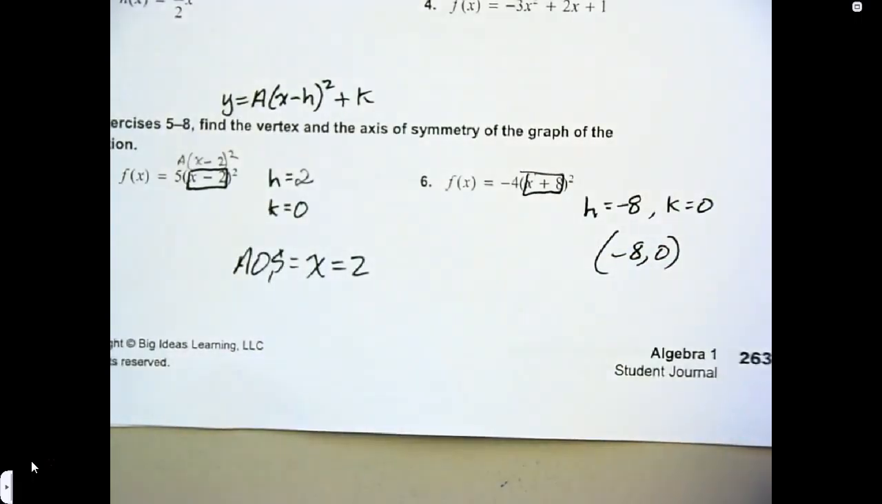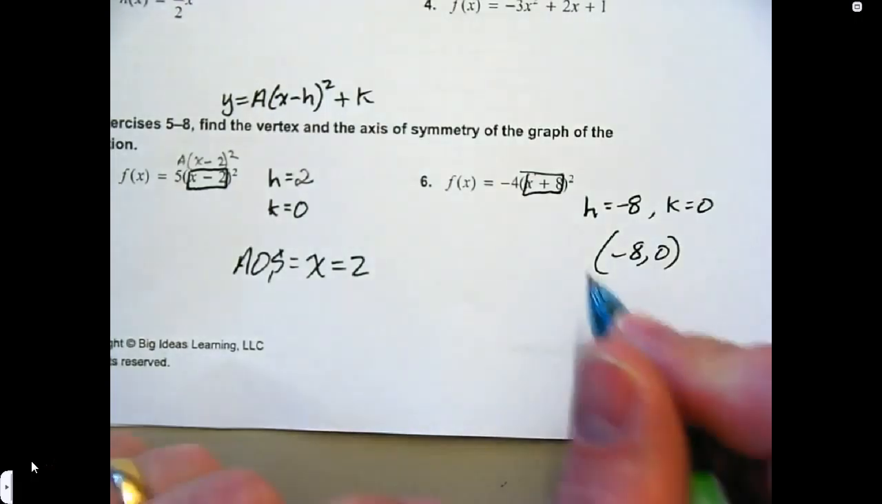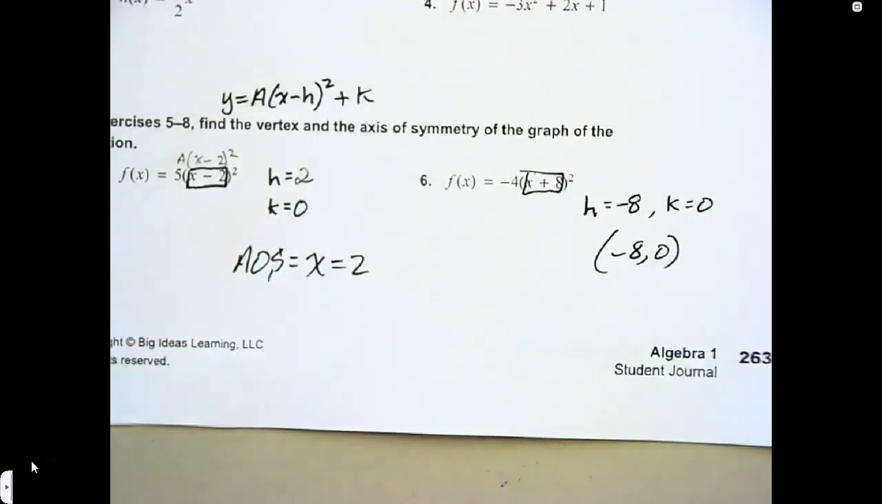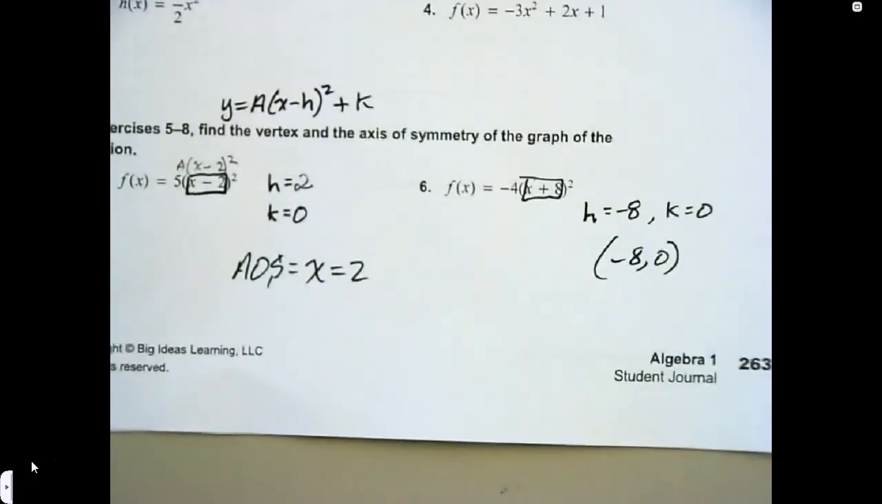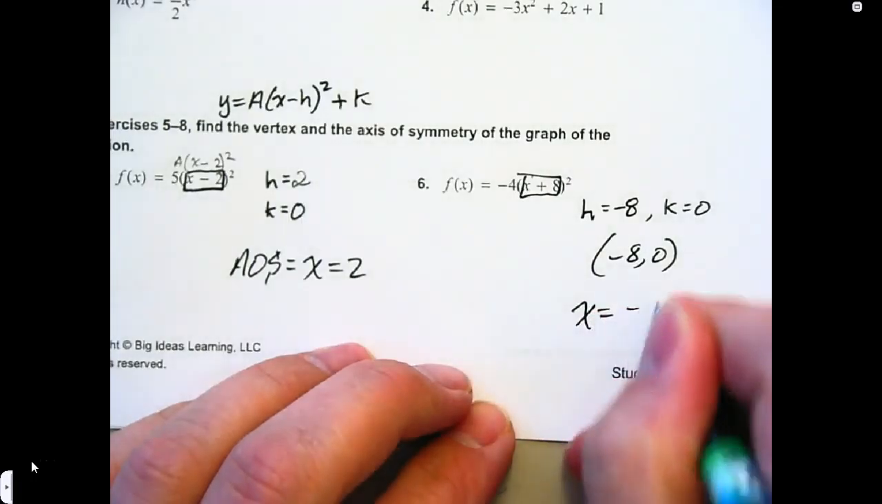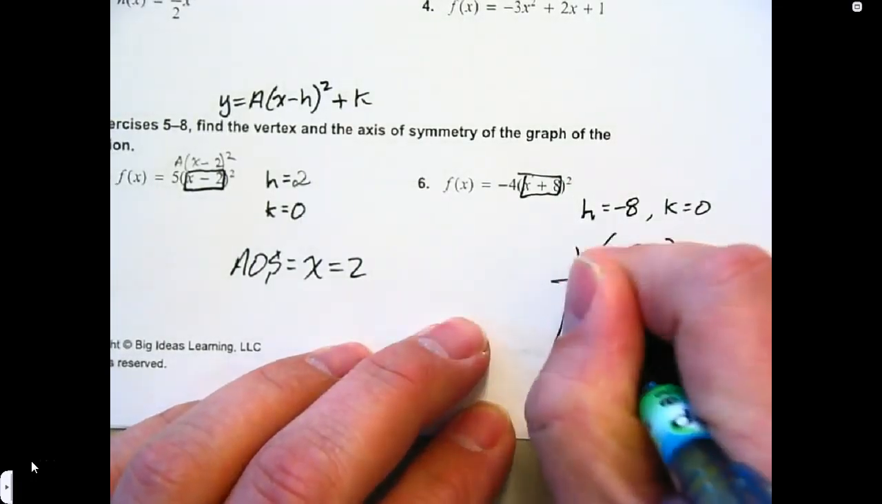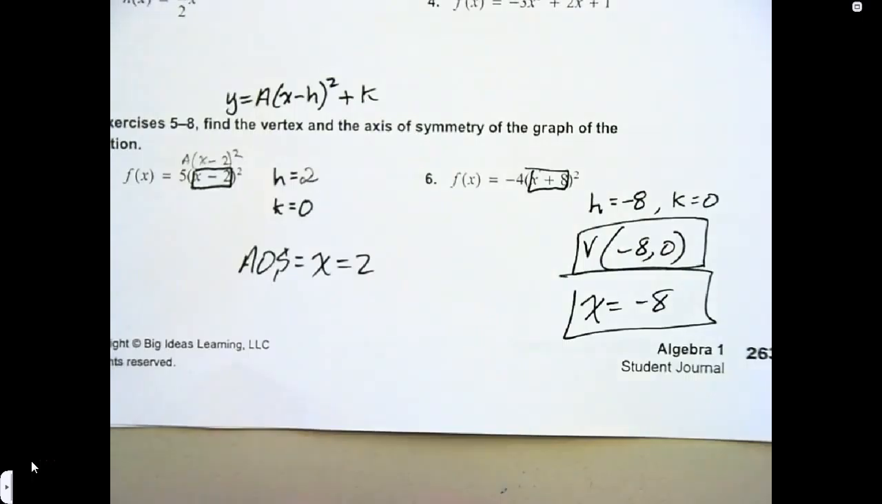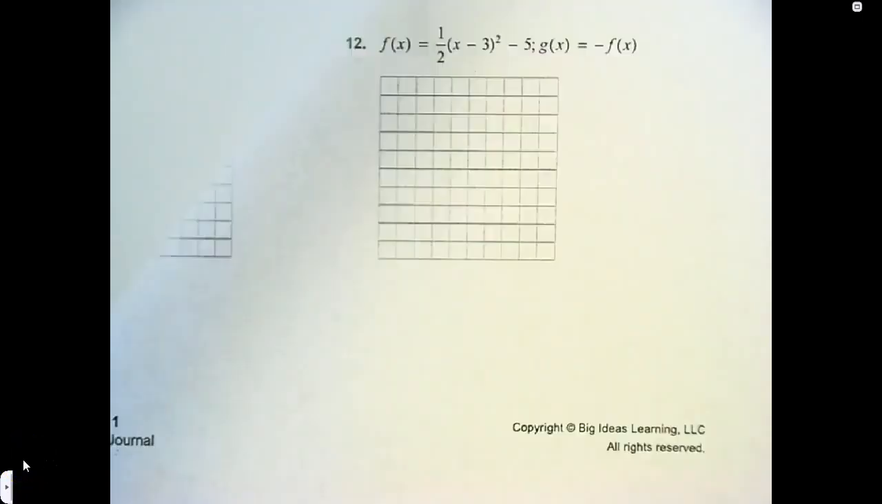Catherine, you done? Very good. Okay, and what is our axis of symmetry? Negative 8? Nope, it's not negative 8. It is x equals negative 8. Well done. Okay. Any questions? No. All right, I want you to turn the page.